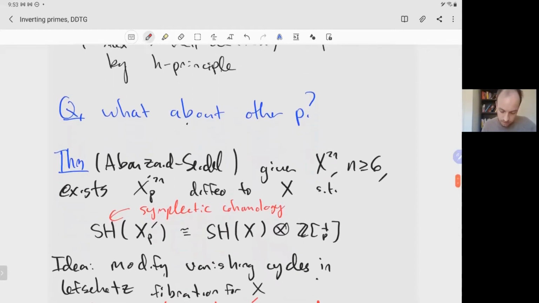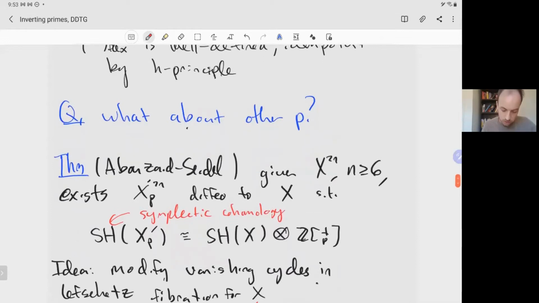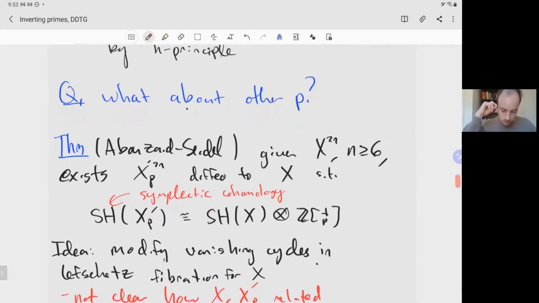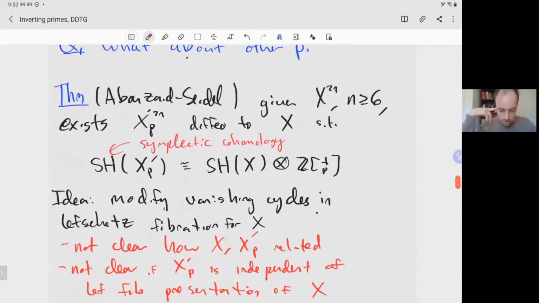And let me say the idea of their construction. It's to start with some Lefschetz fibration for X, and to modify the vanishing cycles of that Lefschetz fibration. But you should just think of, you start with some Weinstein presentation, and then you modify the attaching spheres in some way. Now this operation does basically satisfy the first property of localizing some invariants. However, there are certain downsides.